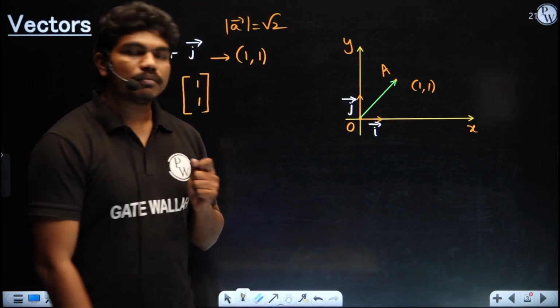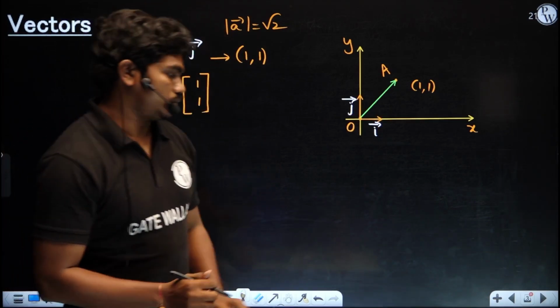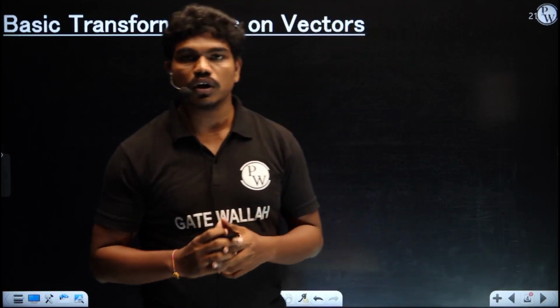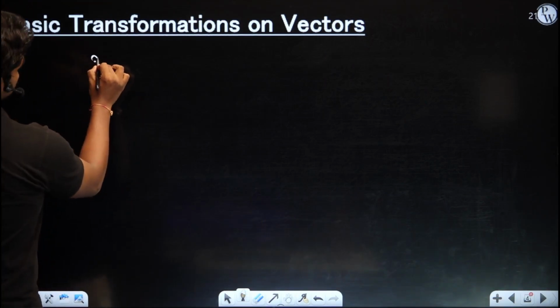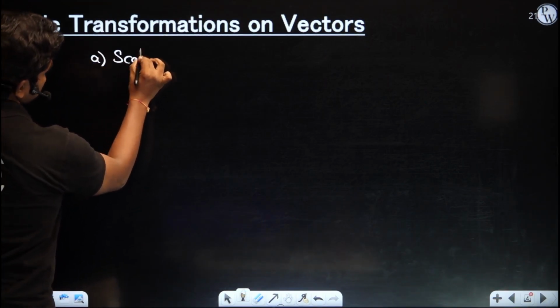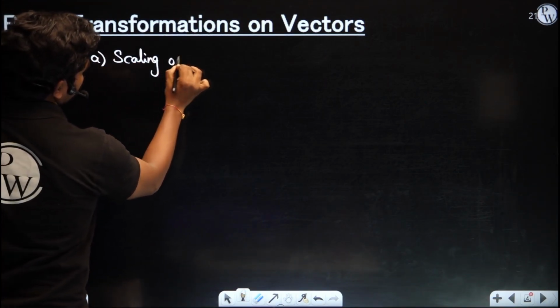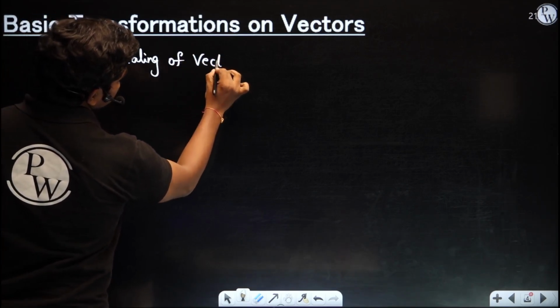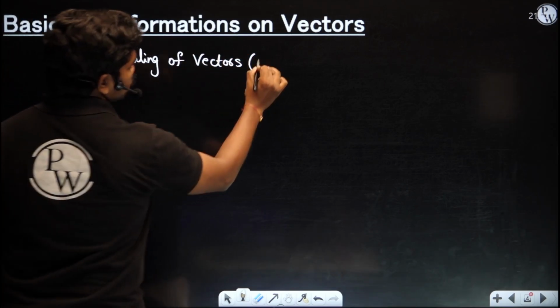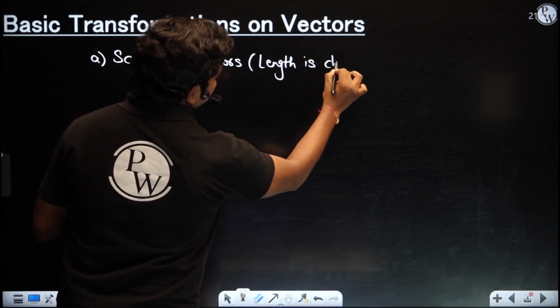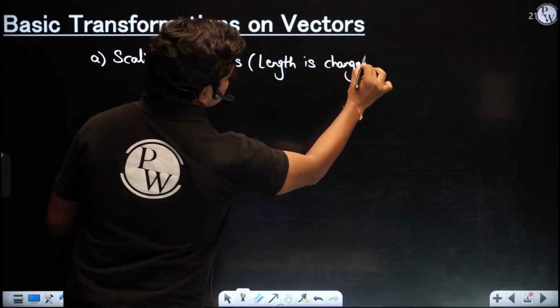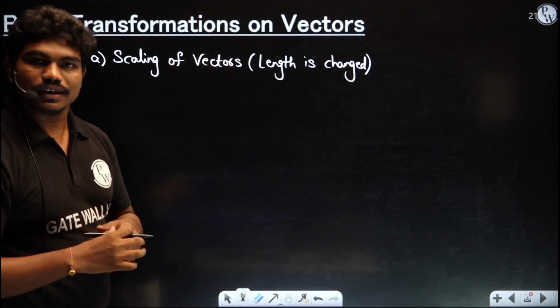Now, in vectors we basically do two transformations. If you see the basic transformations on vectors, they are scaling of vectors and rotation of vectors. So what do we do in scaling? We change the length of vectors. So the length is changed actually. So we change the length of vectors.